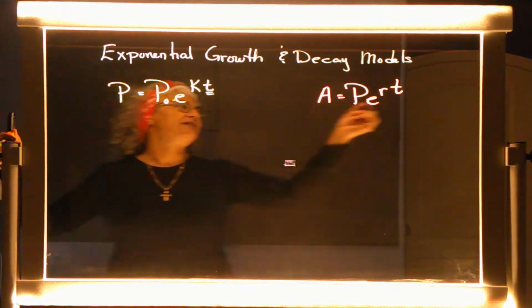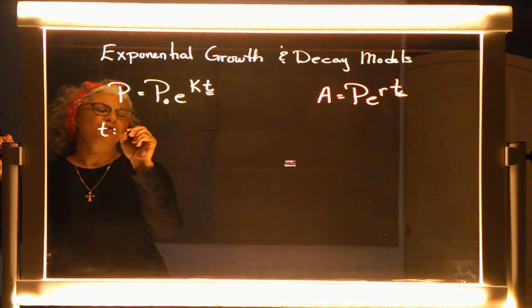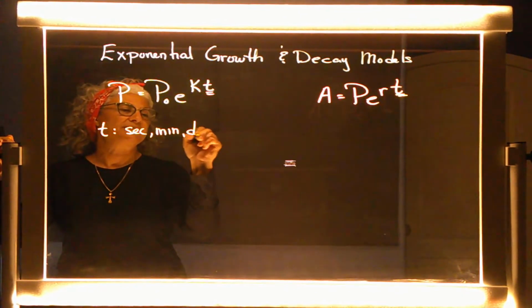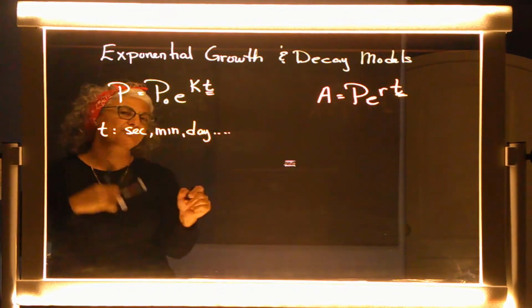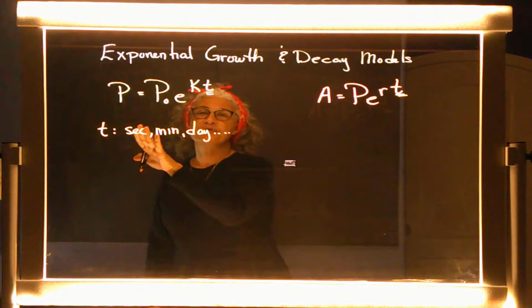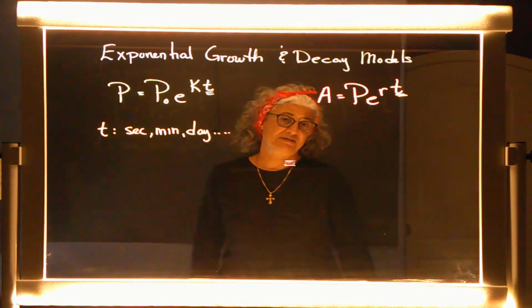Notice we still have t. T is time. And in our world, time could be in seconds, it could be in minutes, it could be in days, it could be in months, years, whatever. Finance world, it had to be in years. In growth and decay models, it doesn't matter because some bugs maybe only live for days.